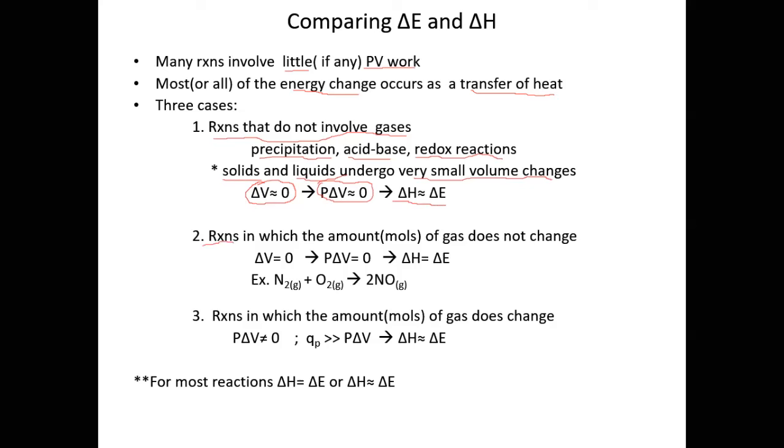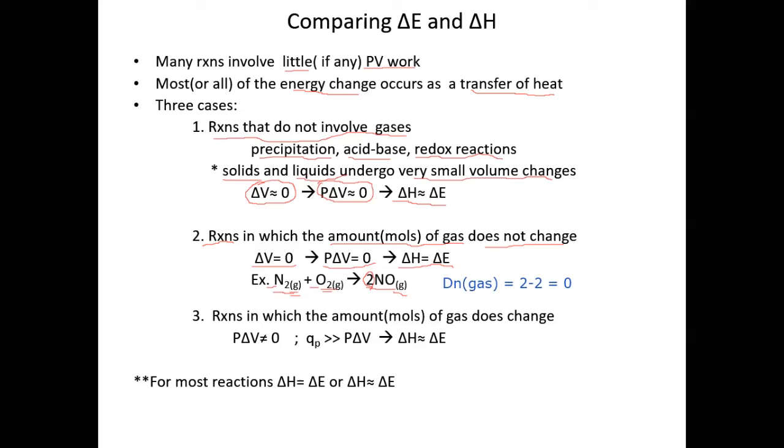The second class of reactions are ones where the moles of gas do not change. That means the moles of gas on the reactant side and on the product side are the same number. When that happens, delta V is zero, the work is zero, and delta H equals delta E. An example is nitrogen gas plus oxygen gas giving nitrogen monoxide. On the product side, we have 2 moles of gas because of the subscript g and the coefficient of 2. On the reactant side, we have 1 mole of nitrogen and 1 mole of oxygen, both gases. So the change in moles of gas is 2 minus 2, which equals 0. There's no change in the moles of gas, so delta H equals delta E.